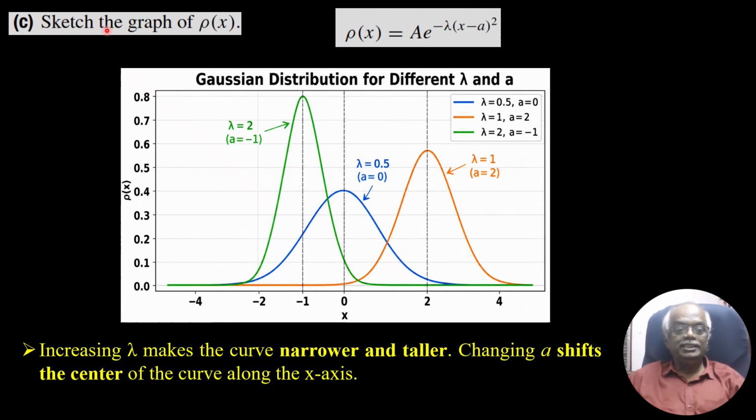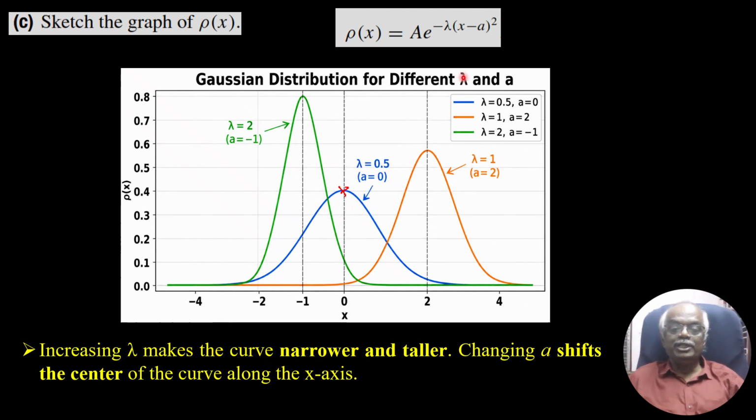Now, section C is to sketch the graph of rho of x. As given in the problem, rho of x is equal to a e power minus lambda times x minus a whole squared. So now you draw the Gaussian distribution for different lambda and different a. So this is the center point a. If a is equal to 0, this blue color I have given. Here I have chosen lambda as 0.5. So you can see this blue color curve.